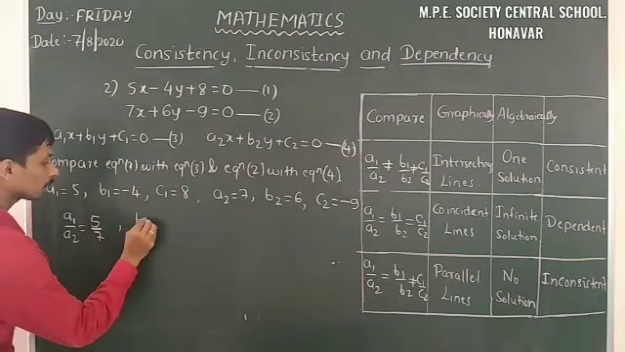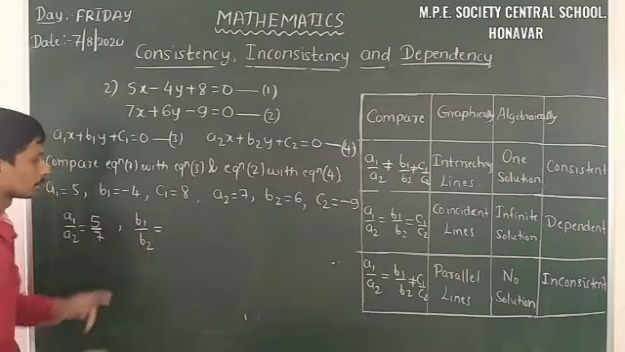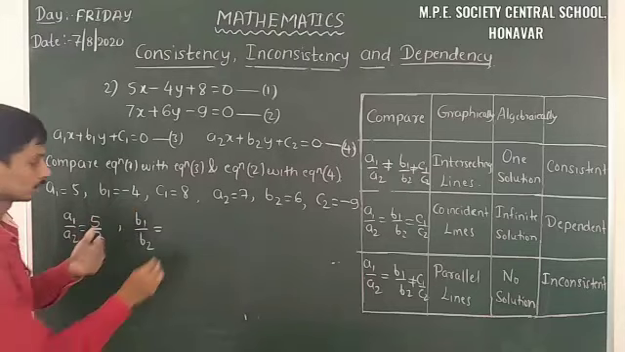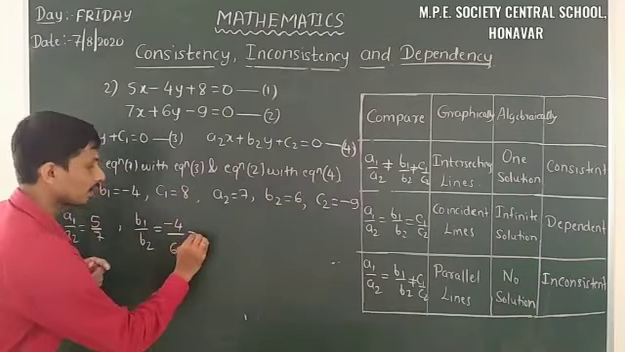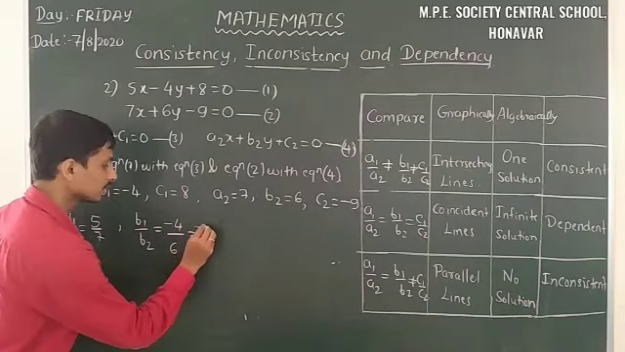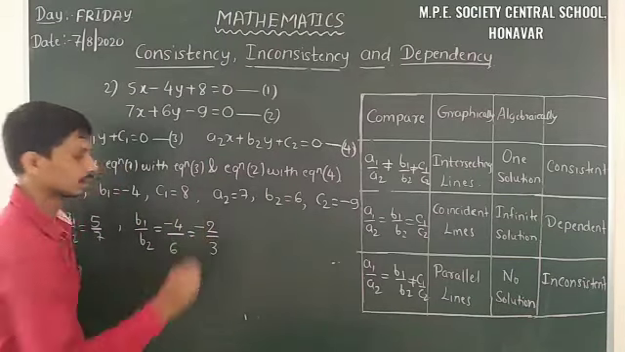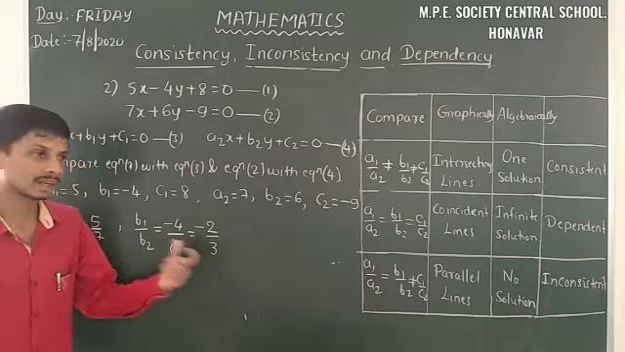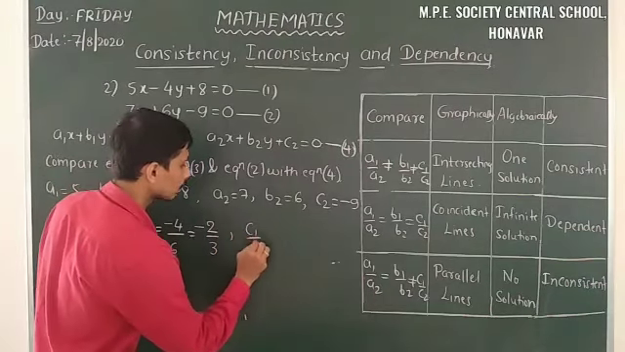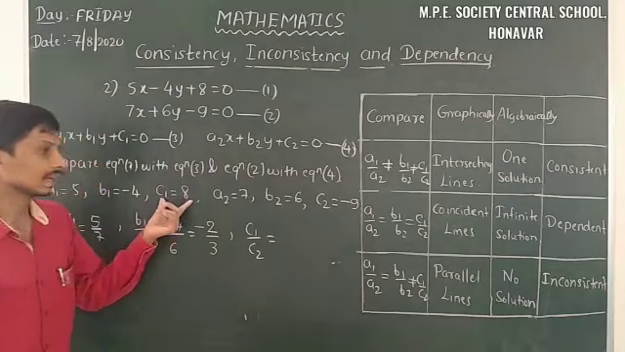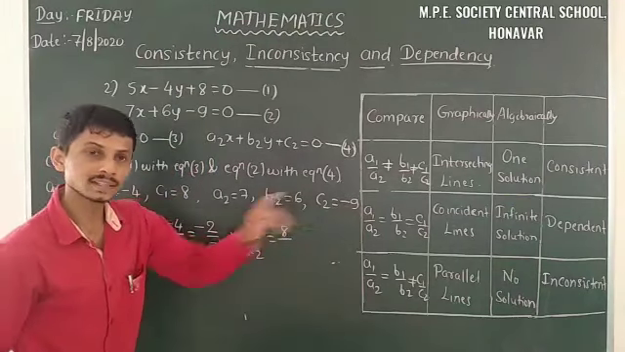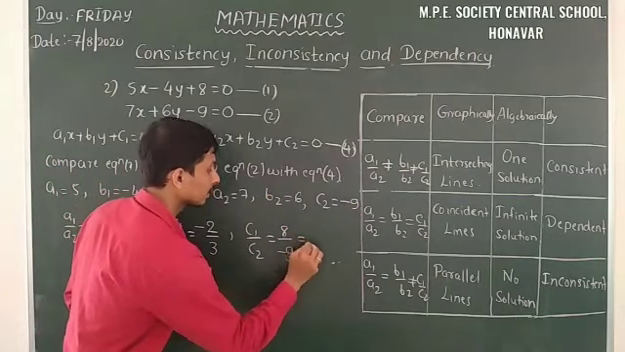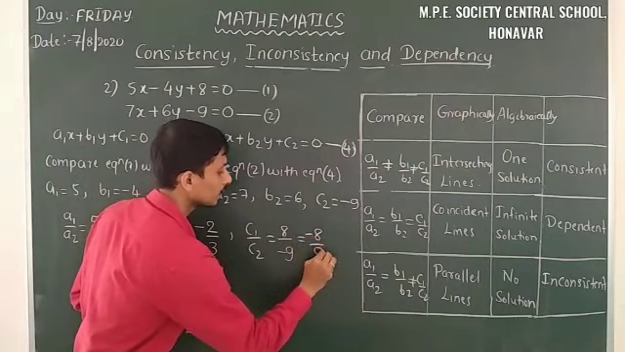Then b1 by b2, b1 is minus 4, and b2 is 6. So that means we have to simplify that one, that is minus 2 by 3. So b1 by b2 is equal to minus 2 by 3. So then take c1 by c2. c1 is 8, and c2 is minus 9, which is equal to minus 8 by 9.